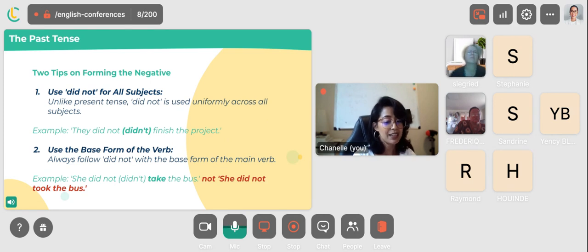Two tips on forming the negative. We use did not for all our subjects. Unlike present tense, did not is used uniformly across all subjects. They did not or didn't finish the project. Use the base form of the verb. Always follow did not with the base form of the main verb. For example, she did not or didn't take the bus. Not she did not took the bus. So only the auxiliary verb is conjugated in the past.